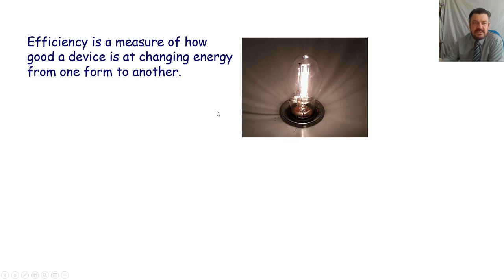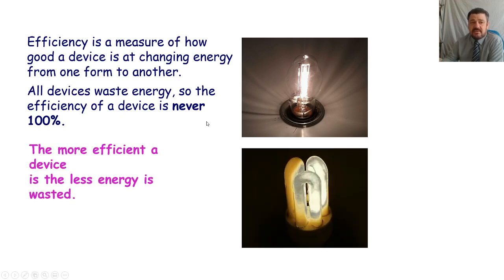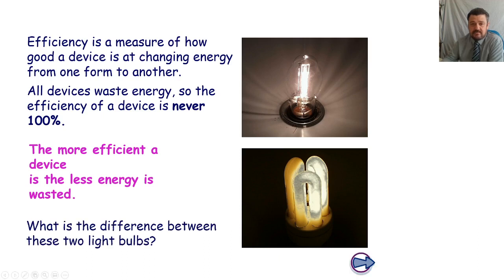So, efficiency is a measure of how good a device is at changing energy from one form to another. All devices waste energy, so the efficiency of a device is never 100%. The more efficient a device, the less energy is wasted. Now we've got two light bulbs here. One's a more traditional filament light bulb, and beneath here is the more efficient light bulbs that we use today.